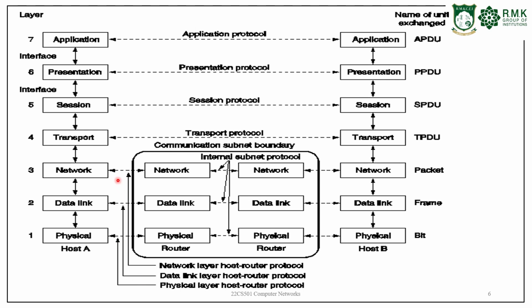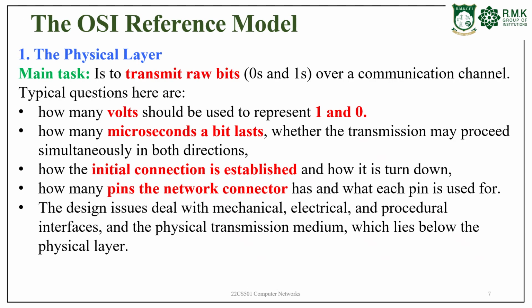At these 3 layers, they have their own protocol. The physical layer has the physical layer host router protocol. The data link layer has its own host router protocol. Similarly, the network layer also has its own host router protocol.